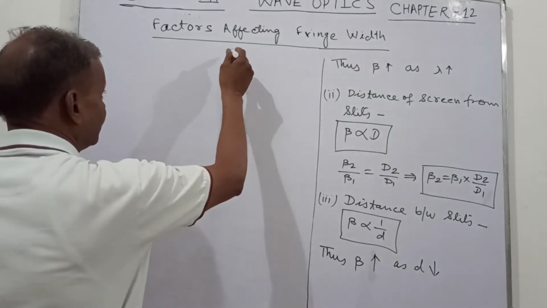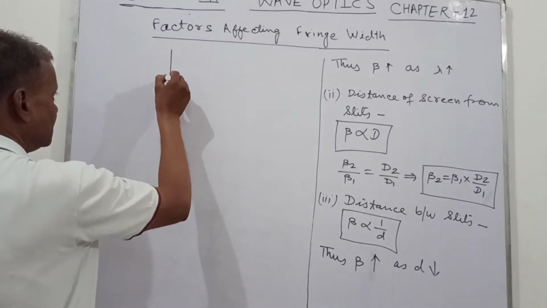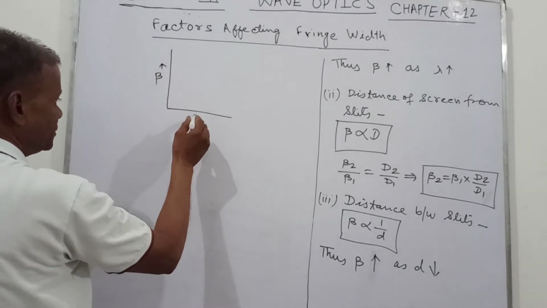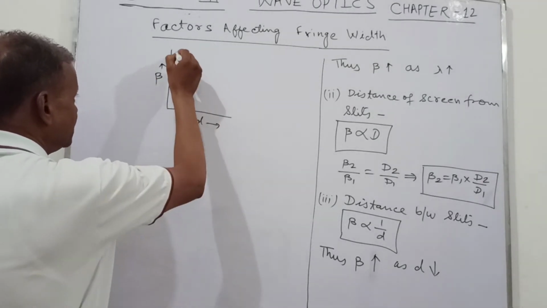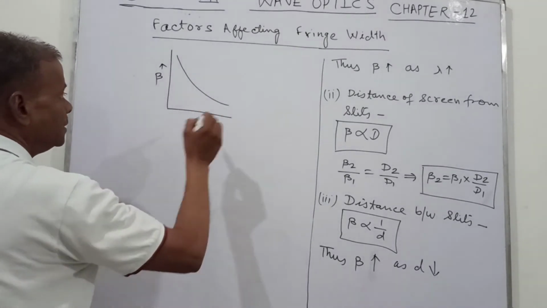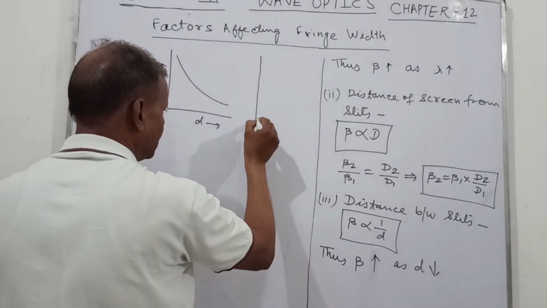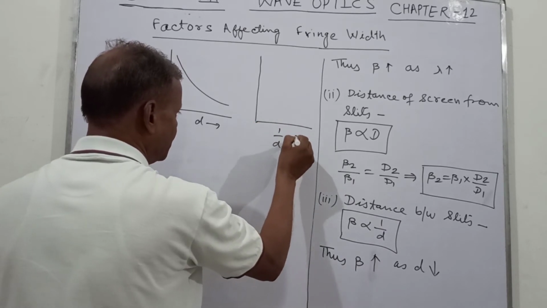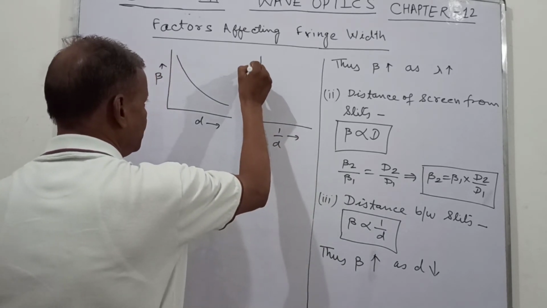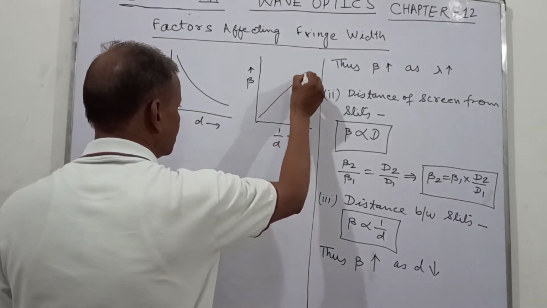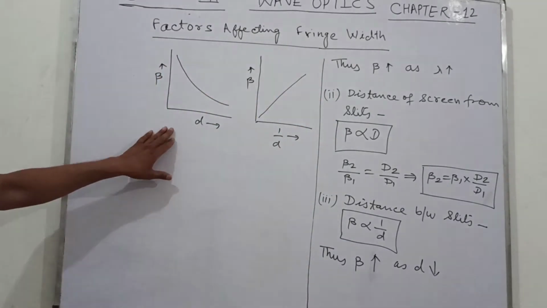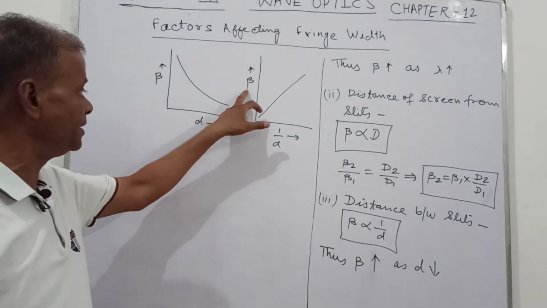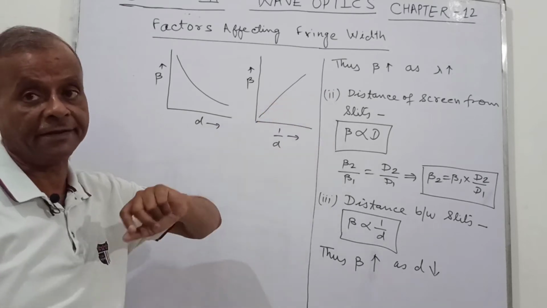We can have a graph like this. This is now suppose beta, this is now your d, then the graph will be like this. Or you can have it like this one, that this is suppose 1 upon d, and this is now your beta, then this will be a straight line. So when this graph is drawn between beta and d, then this is a hyperbola. And when this is beta and 1 upon d, then this is a straight line.